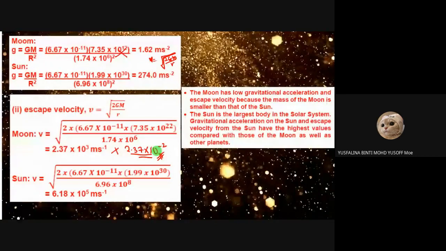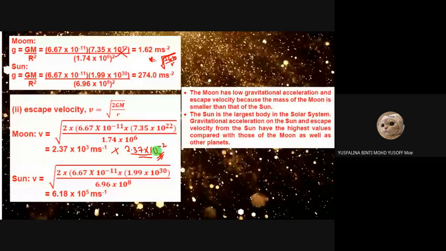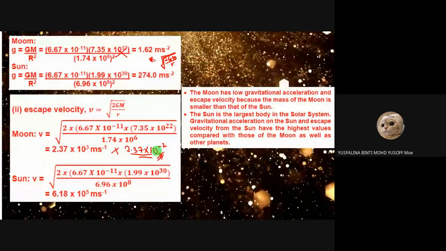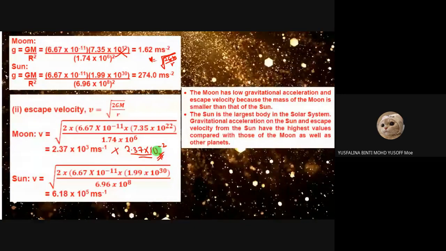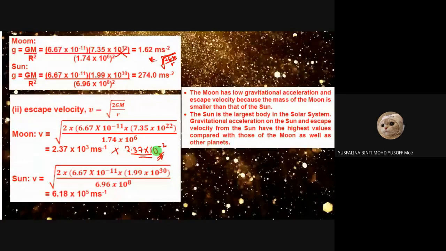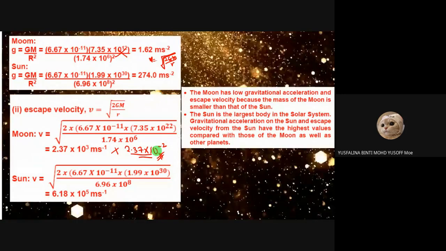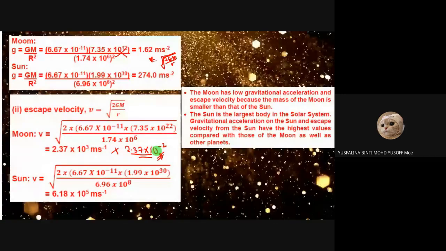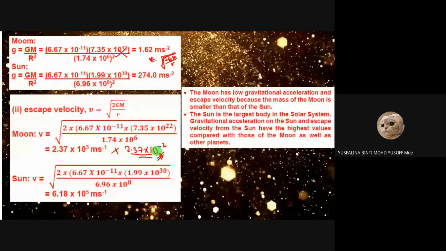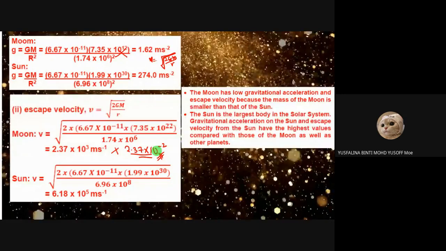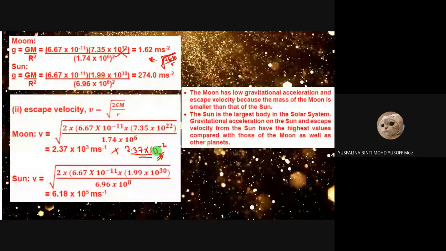So the moon has a low gravitational acceleration, so we already compared this one. And the sun is the largest body in the solar system. So gravitational acceleration on the sun and escape velocity from the sun have the highest value, because of the mass of the sun. So if you compare with any other planet or moon, you can see the escape velocity is very much higher.